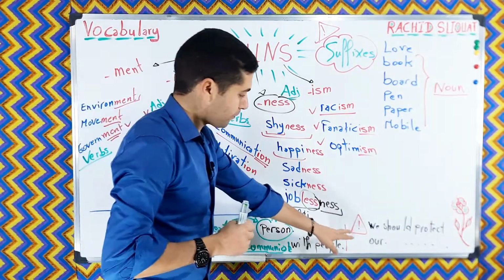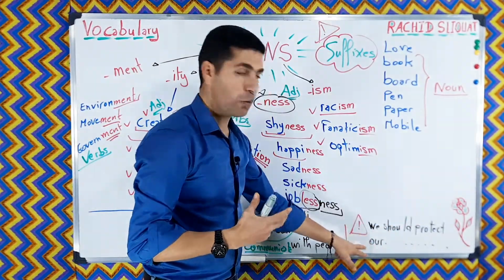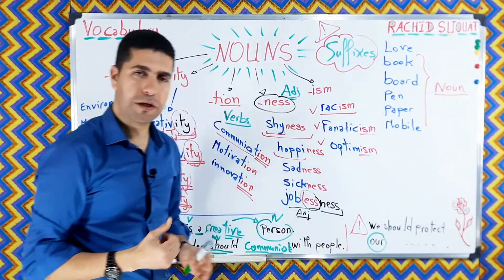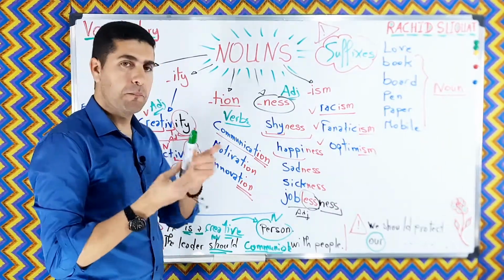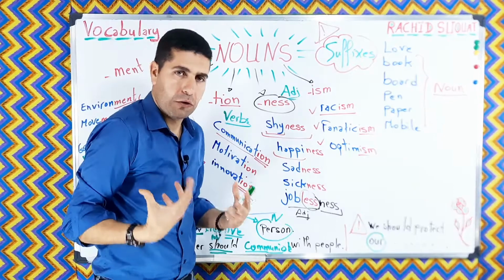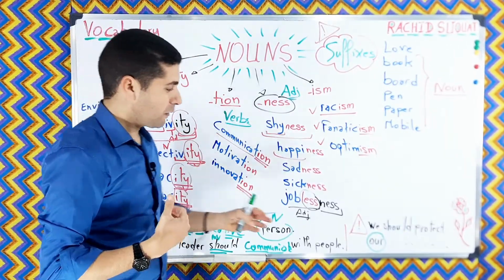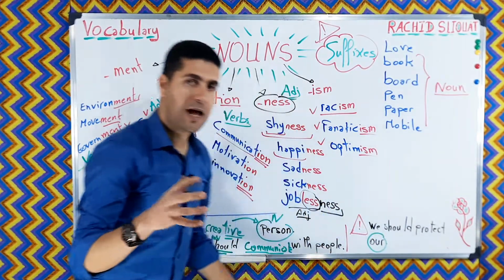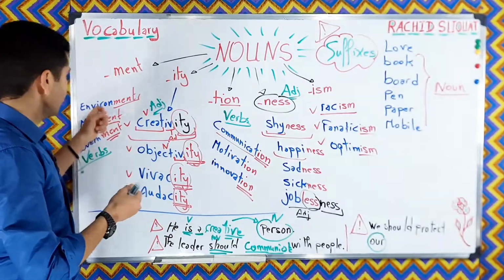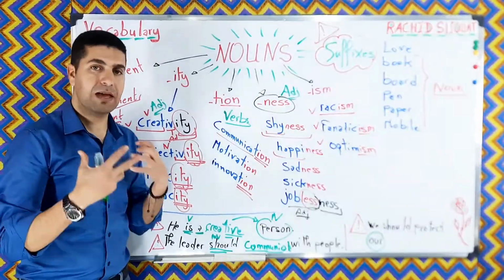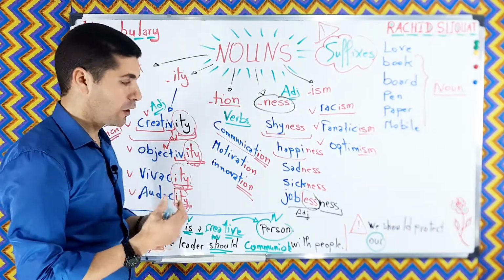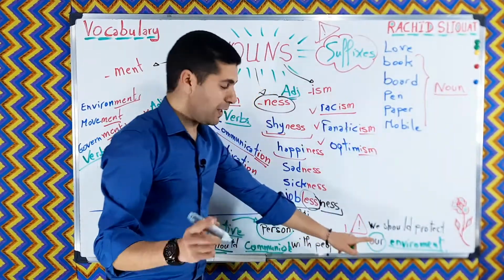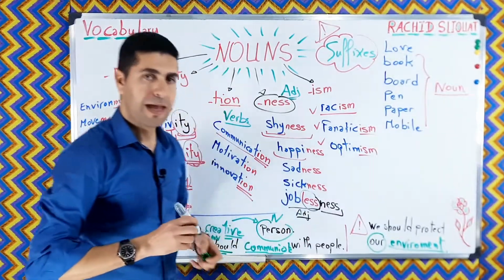Now let's go to number 3. We should protect our. This is a possessive adjective. Most of the time, possessive adjectives are used with nouns. For example, you can say my book, my marker, my t-shirt, my shirt, my trouser. So after our, for sure we need a noun here. So we should protect our what? Very simply, we can say environment. We should protect our environment. This is a duty toward our environment. Why is it a noun? Because here we have the possessive adjective.